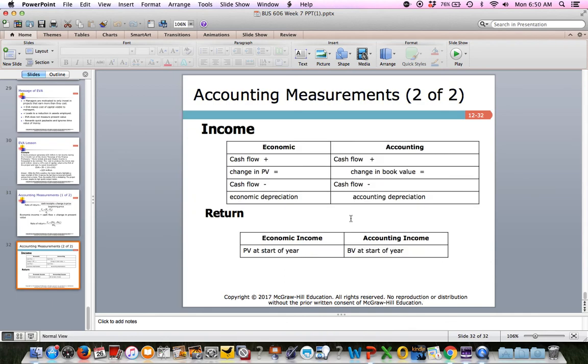So this just shows you accounting measurement, an economic look versus an accounting look. On the left side, the economic look, which is more along with the finance stuff. Cash flow plus change in present value equals cash outflows. Cash flow minus depreciation. On the right hand side, we look at cash flow plus change in book value. Remember, the change in book value has nothing to do with true value. Then we subtract out depreciation. So the left hand side takes time value of money into account. The right hand side does not. And so economic income is your present value at the start of the year. Accounting income is the book value at the start of the year.